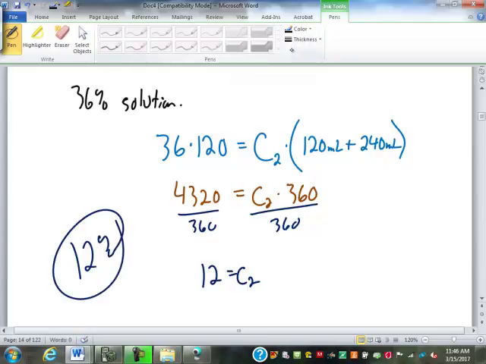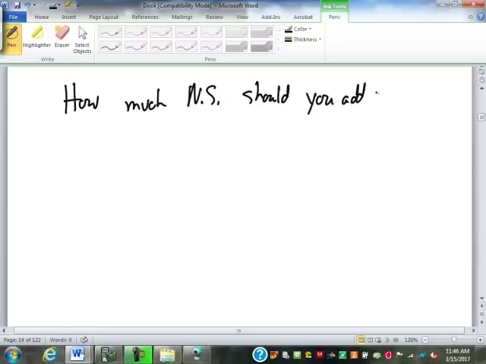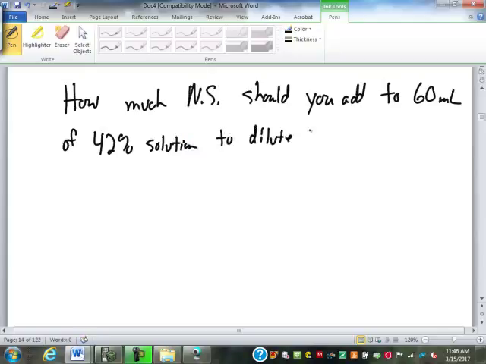And finally, we might be asked, how much saline should you add to 60 milliliters of 42% solution to dilute it to 7%.